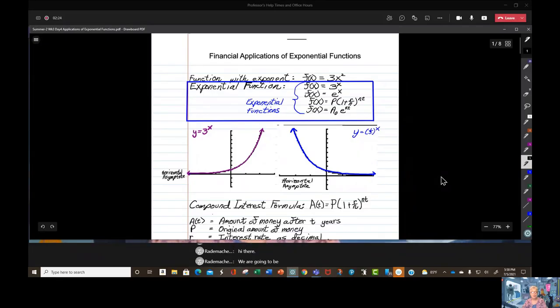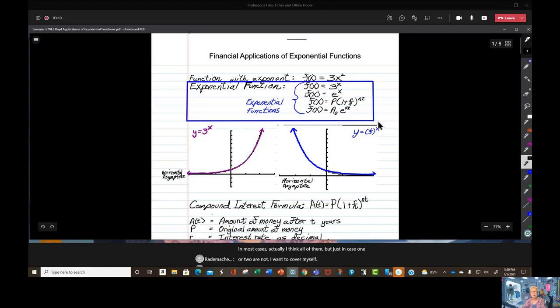We're going to be talking about exponential functions today. Exponential functions generally, and financial applications of exponential functions in particular. In fact, we're going to be discussing compound interest and using the primary financial formula from which all other financial formulas were derived, in most cases. Actually, I think all of them, but just in case one or two are not, I want to cover myself.